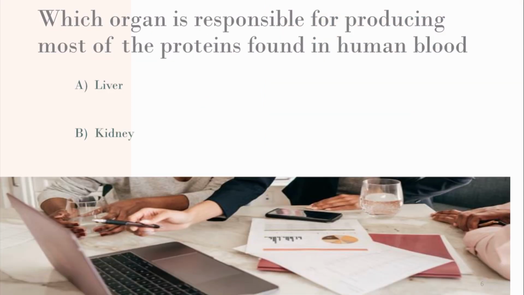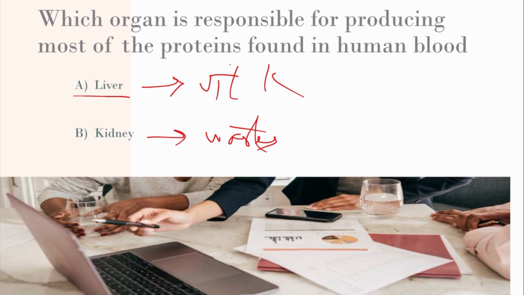Next question. Which organ is responsible for producing most of the proteins found in human blood? With the help of vitamin K, the liver will produce proteins that are important in blood clotting. It is also one of the organs that break down old or damaged blood cells. So this is the role of the liver. And what is the role of the kidney? It is an excretory organ. It removes waste and extra fluids from your body. So the correct answer for this question is liver.